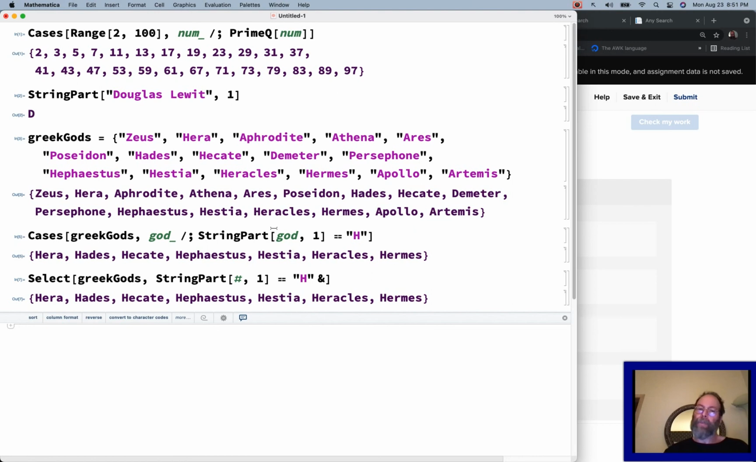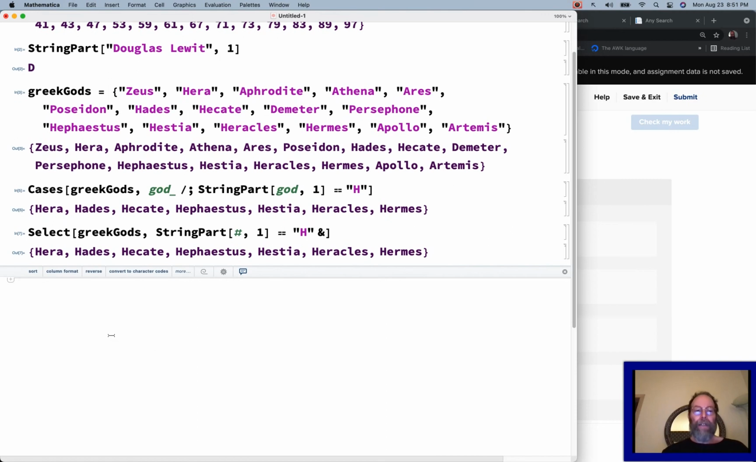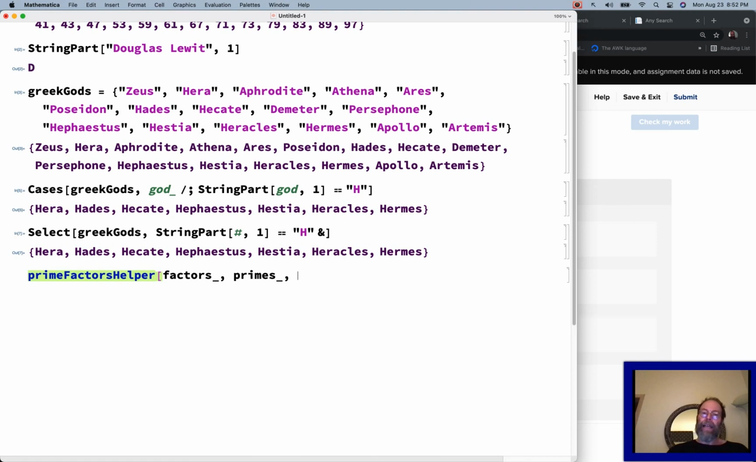So how are we going to solve this problem? I'm going to create a function, and I'm going to call it prime factors helper. And we're going to start with an empty list. Well, factors will be an empty list. And then primes is going to be another list. And then my number, that'll be another list. All right.